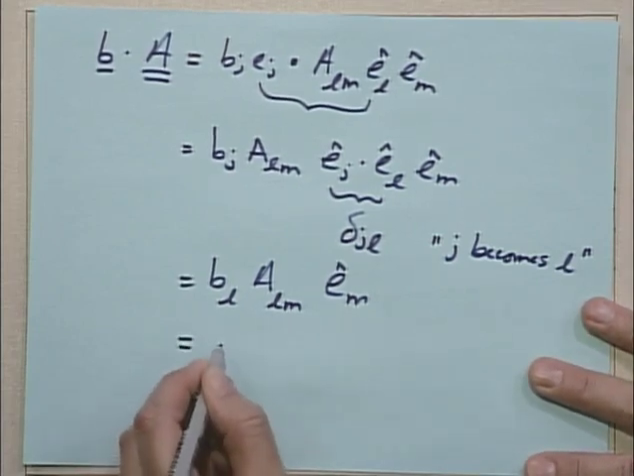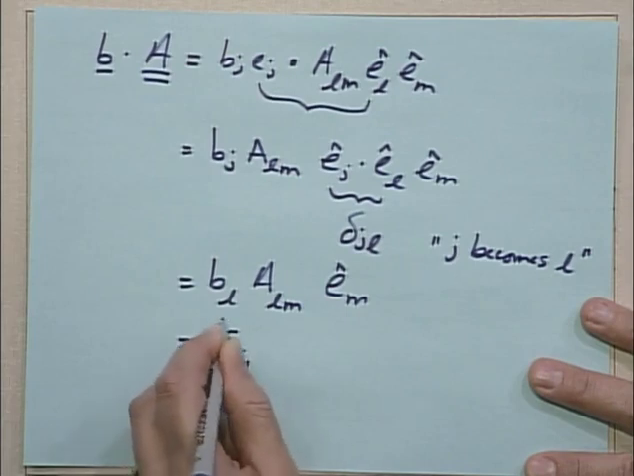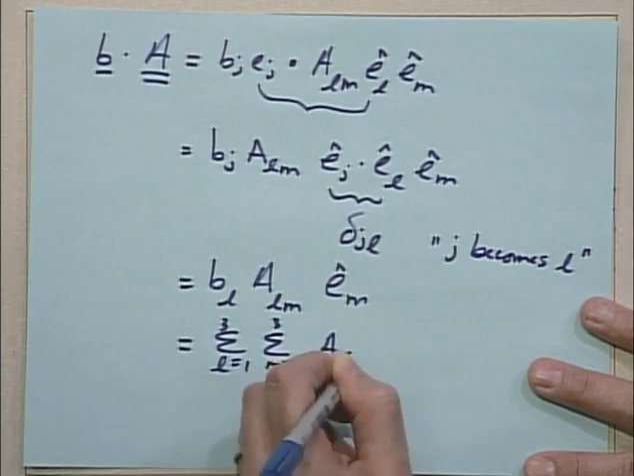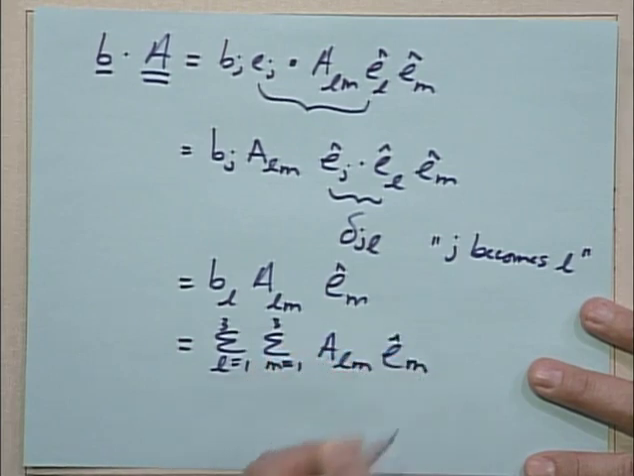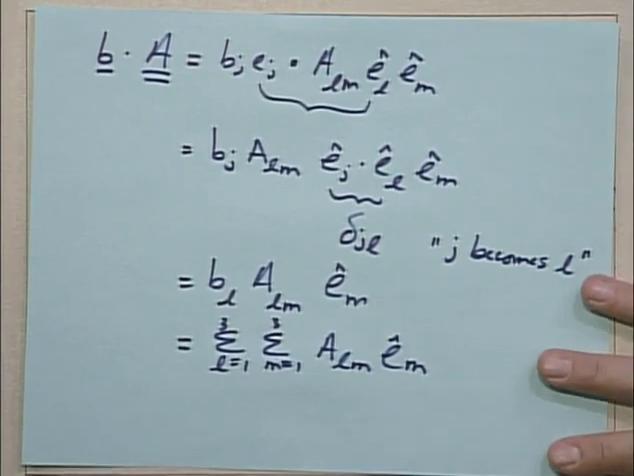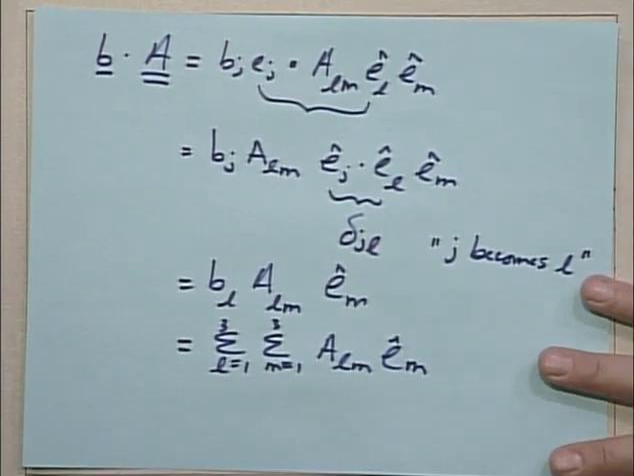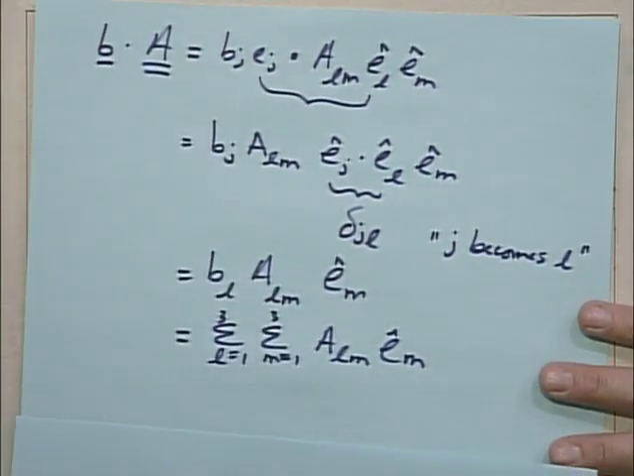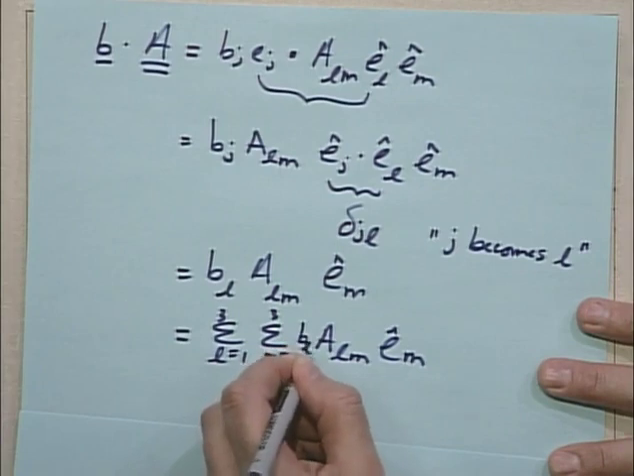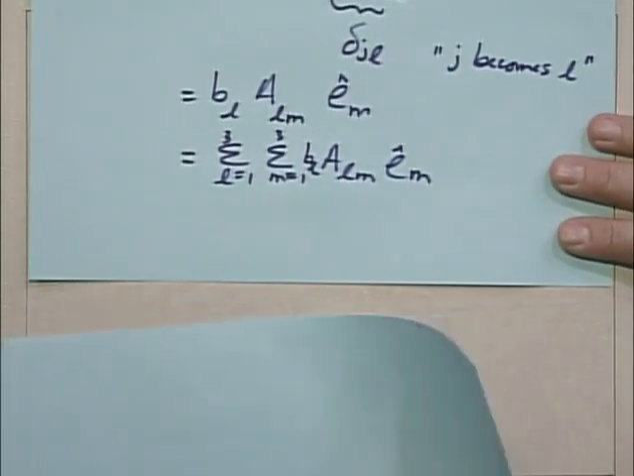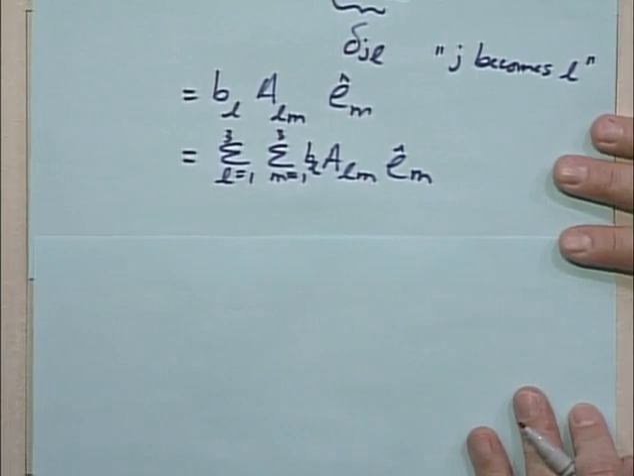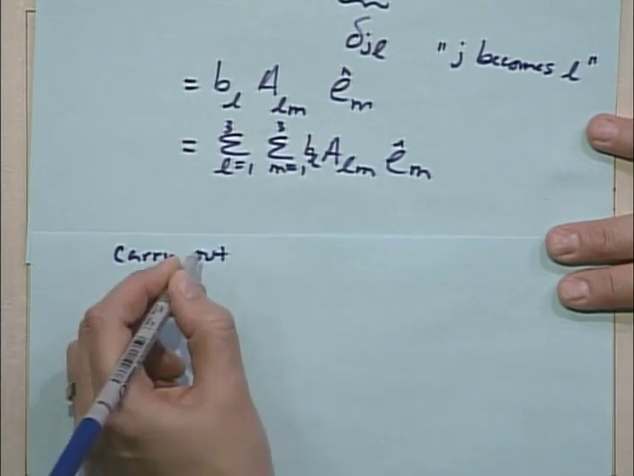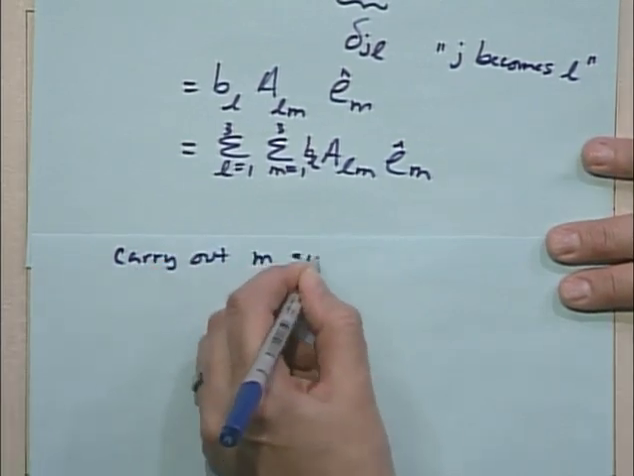So let's put them back in. Summation L equals 1 to 3. Summation M equals 1 to 3. A, L, M, E, M. We can carry out, let's try carrying out the M one first. What happened to B? B is right there. Sorry. Thank you. Let's carry out the M summation.